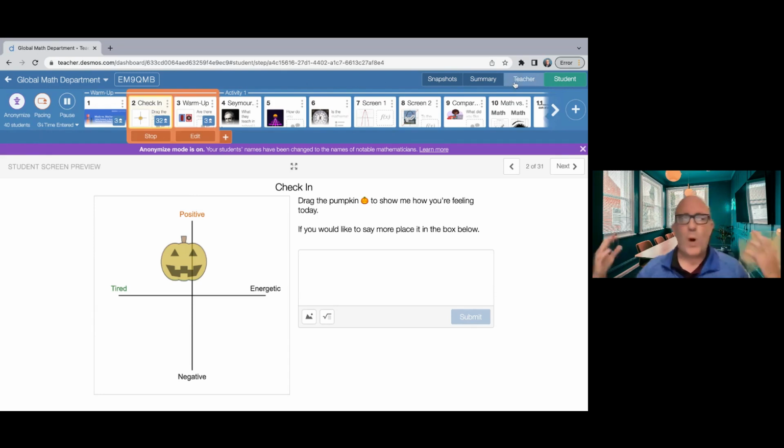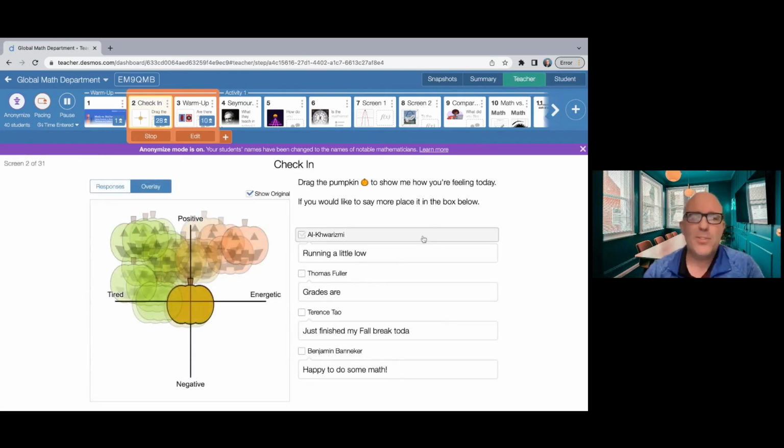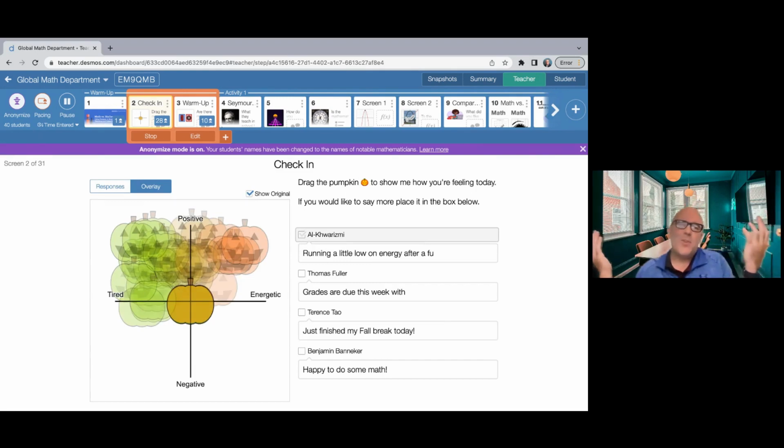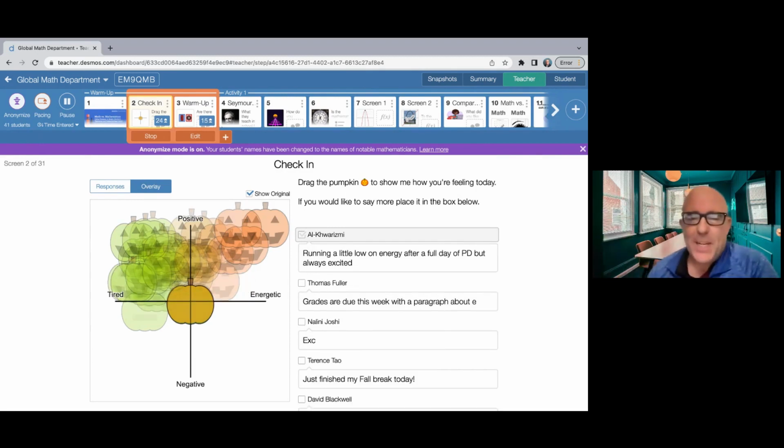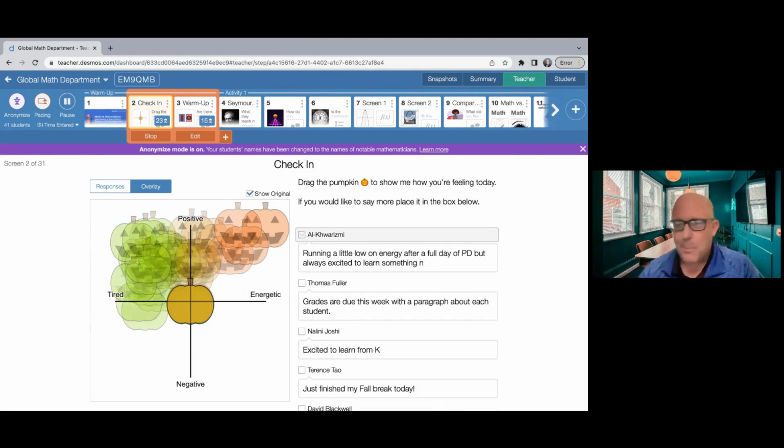And of course, while you're doing that, as somebody that's facilitating Desmos, one of the things I love about it personally is I can see everything that's going on. And so I love the fact that we are mostly in the positive Y direction, which means we are not negative. We are positive. We've got some green pumpkins over there, but no sad pumpkins. So that makes me feel good.